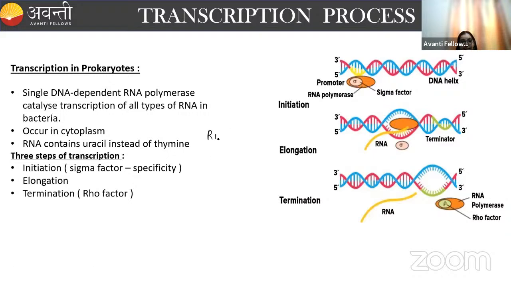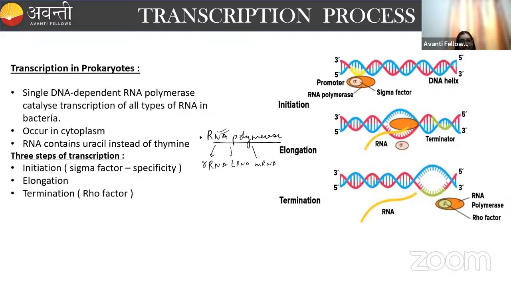And in prokaryotes, RNA polymerase is present, right? There's a single RNA polymerase which can synthesize all the RNA. This single RNA polymerase can synthesize rRNA. It can also synthesize tRNA. It can also synthesize mRNA. So a single RNA polymerase can synthesize all the RNA.